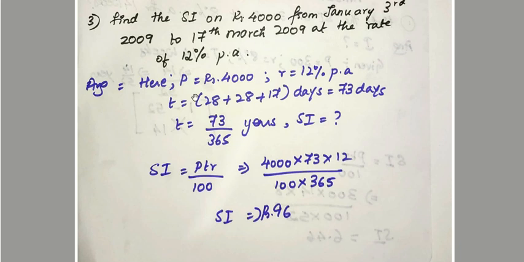So here the principal amount is how much? 4,000 rupees. The rate of interest is 12% per annum. So what is the time? January 3rd 2009 to 17th March.